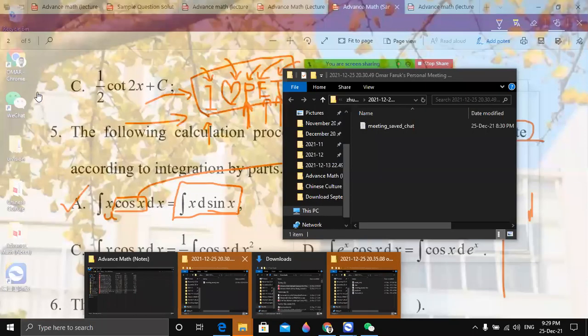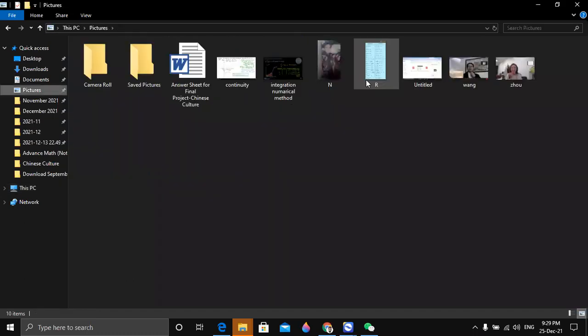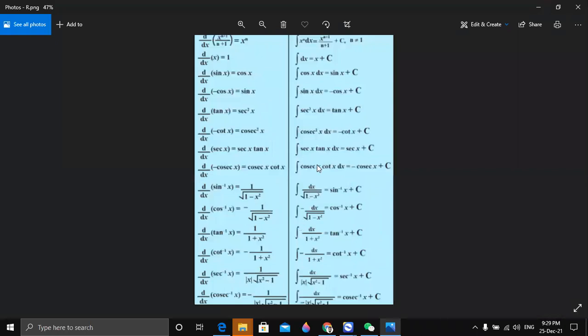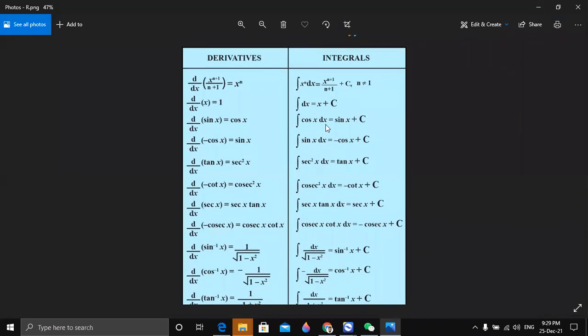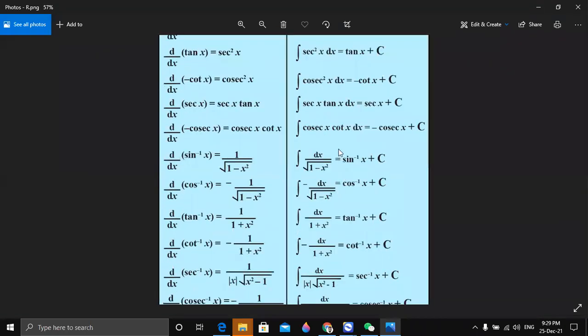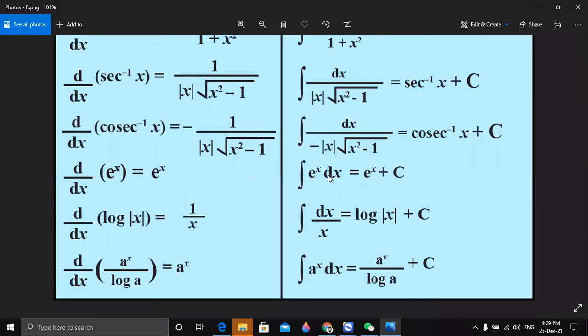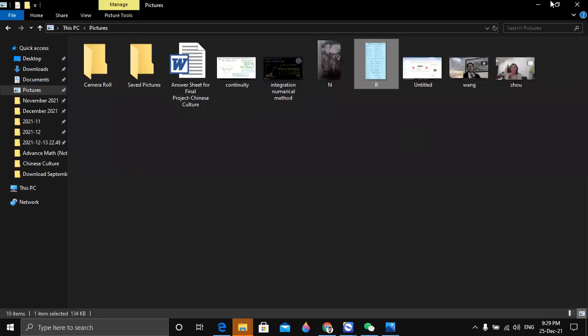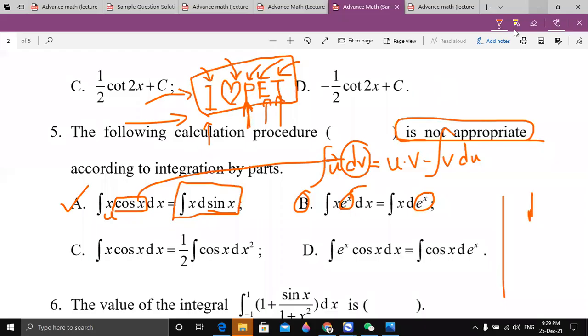Guys, do you remember the formula? You see here, integration of e to the power x dx is e to the power x plus c. That's why I write here e to the power x. So this one is also correct.